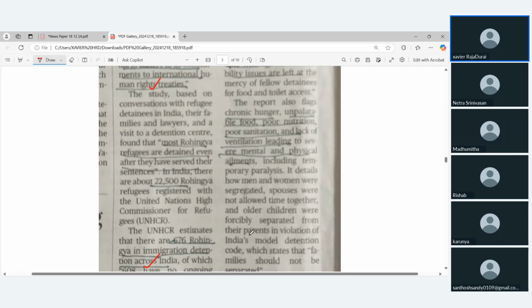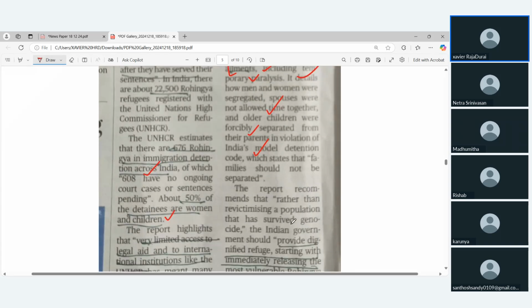And the detainees are also not getting the right conditions, for example unpleasant food and poor nutrition, poor sanitation, lack of ventilation, mental and physical illness, and temporary paralysis. It showed how men and women were segregated, spouses were not allowed time together, and older children were forcefully separated from their parents. Okay, these are violations of India's model detention code. This is what they are highlighting. Anyway, government will take care. They should take care.